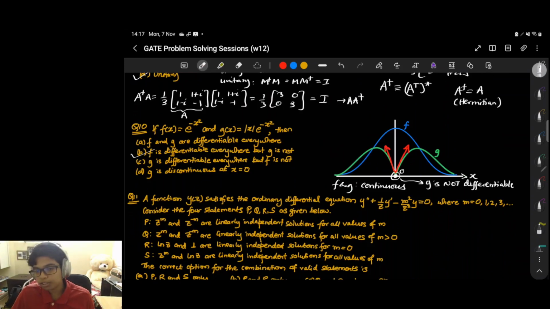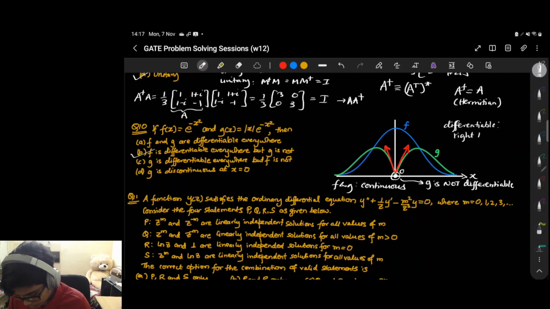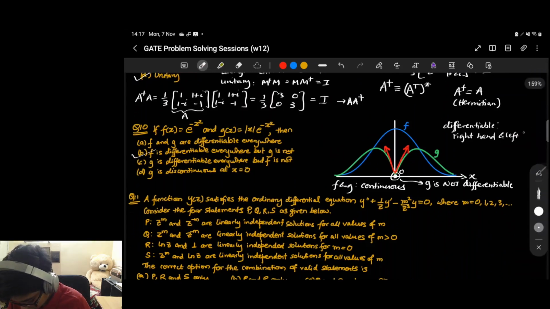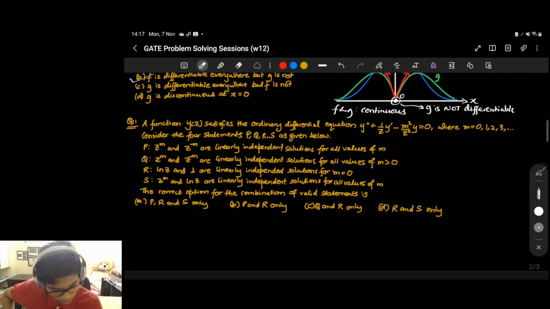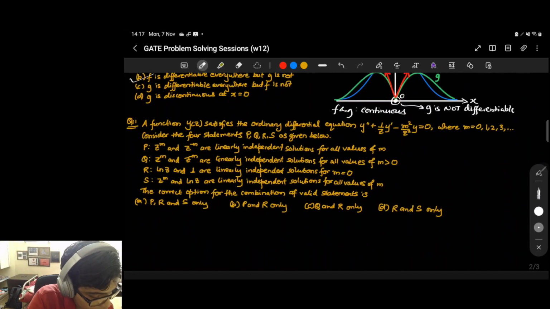So f is a Gaussian function and it's differentiable everywhere. The differentiability condition is that for something to be differentiable, the right hand derivative and left hand derivative should be the same. If these right hand and left hand derivatives are not the same, then the function is not differentiable at that particular point. Moving on to the next question.